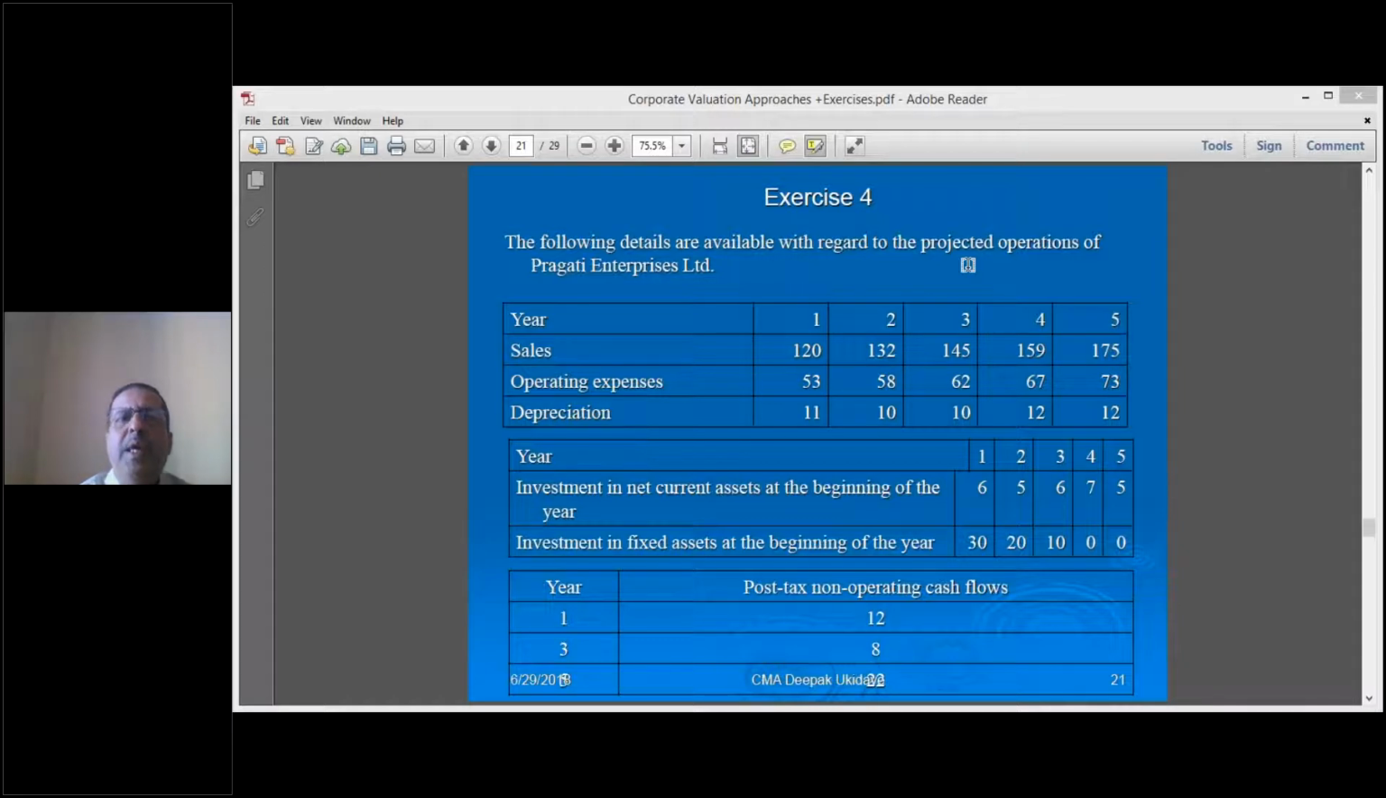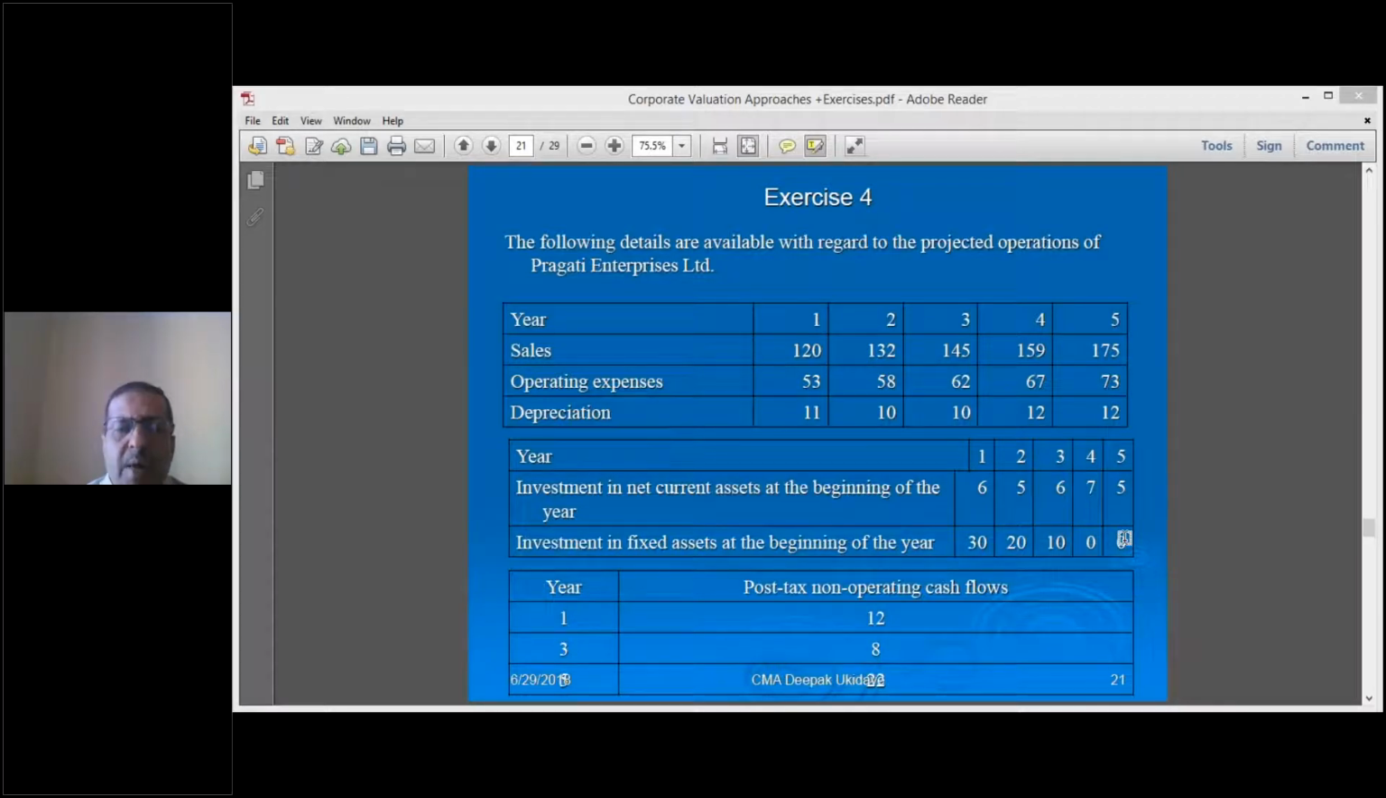Read the data. Following details are available with regard to projected operations of Pragati Enterprise. For 5 years, you are given the data: sales, operating expenses, depreciation. Obviously from sales, you have to deduct operating expenses and depreciation. You are given for 5 years the investment in net current assets at the beginning of the year. That means delta working capital, change in working capital. Investment in working capital means delta working capital. Investment in fixed assets means delta fixed assets. Change in FA, change in working capital. So investment in fixed assets is given as 30, 20, 10, 0, 0.